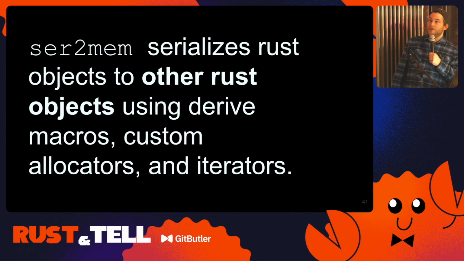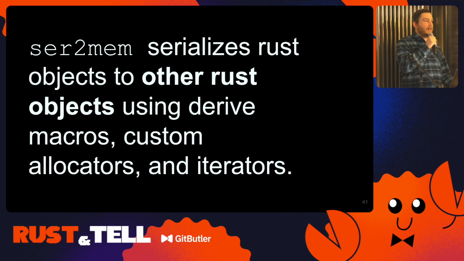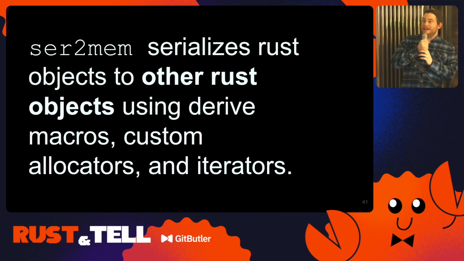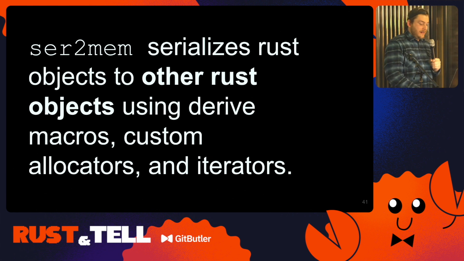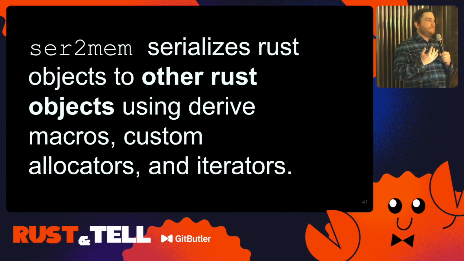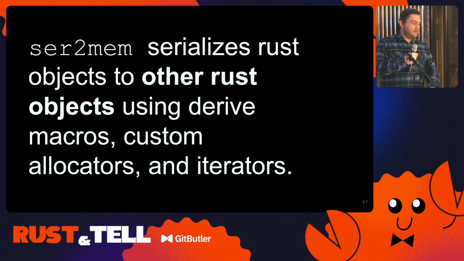So I wrote a proc macro serializer called certamem, serialized memory. Not a very imaginative name, but it works. And it serializes Rust objects to other Rust objects in memory. It's not that interesting at face value, but when you think about how do I serialize an iterator or an array and transform it without allocating on the heap, and also I have to make sure all of the pointers and everything match up, you can start to see how it gets hairy, right?